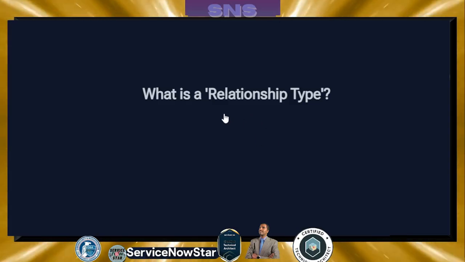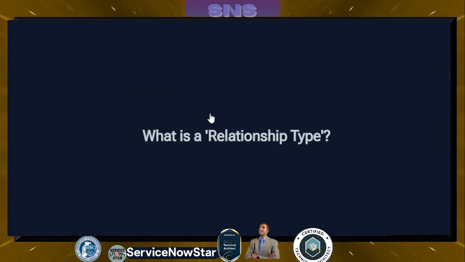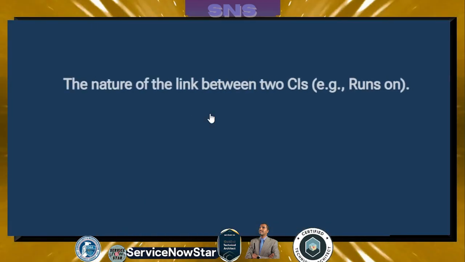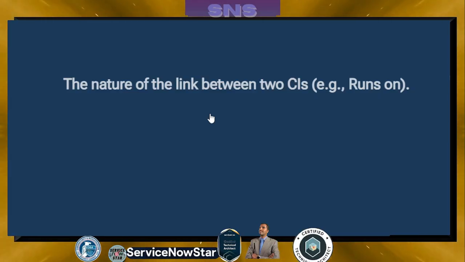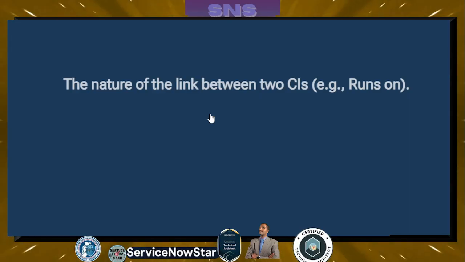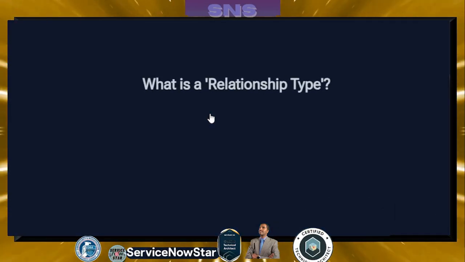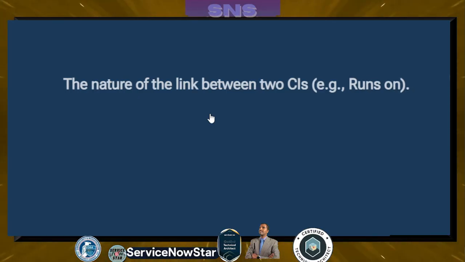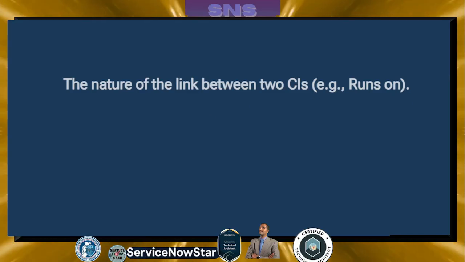What is a relationship type? A relationship type is the nature of the link between two CIs, like runs on. Okay, that's what relationship type stands for. Relationship types are the nature of the link between two CIs, like runs on.